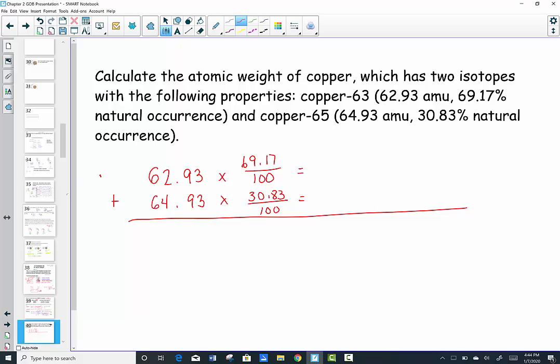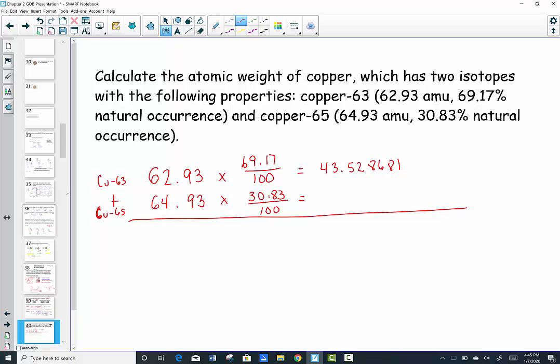Isotope number 1 was copper 63. Isotope number 2 was copper 65. Let's find the average mass. So 62.93 multiplied by 69.17 divided by 100, or simply just write it in as decimal form. It depends upon how comfortable you are doing that. This solves to 43.52861. I am not rounding a single digit until the very end.